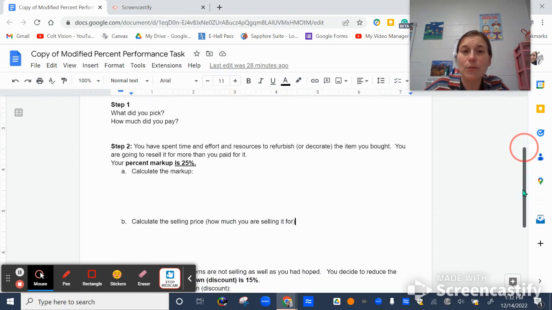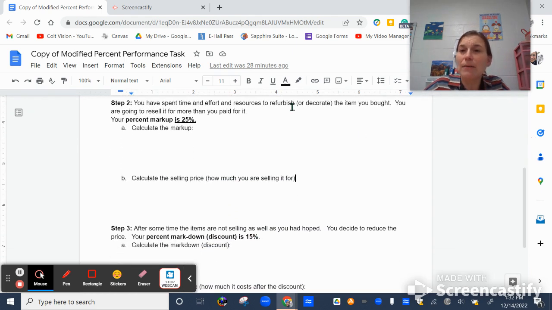Then you're going to come down to step two, and now you've spent some time decorating it, and you are going to resell it. So to resell it, you are going to use a 25% markup. You're not picking the percent, you're using 25% as your markup rate. So you're going to calculate the markup, and then use the markup to determine the selling price. Then you'll have a final price that you're actually selling it to somebody for.